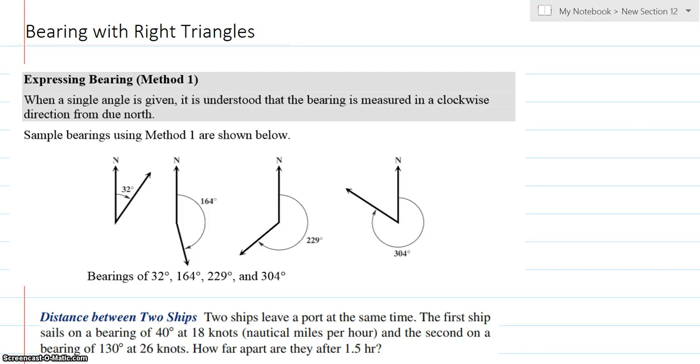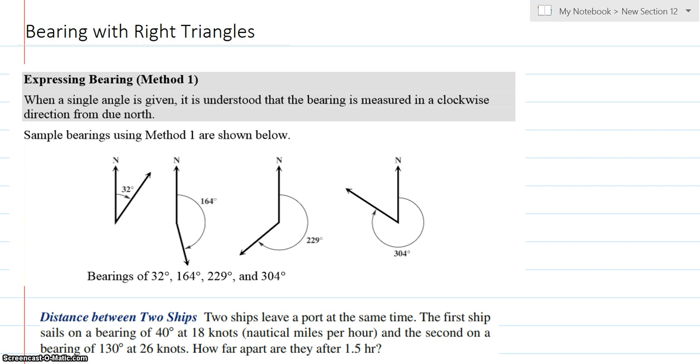Hello, this is Jennifer Martinez, and in this video we're going to investigate navigational problems using bearing with right triangles. What is bearing? Bearing refers to the direction of motion of an object, such as a ship or an airplane, or the direction of a second object at a distance relative to that ship or airplane.